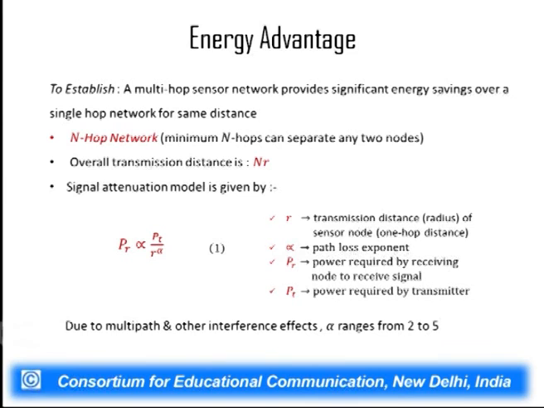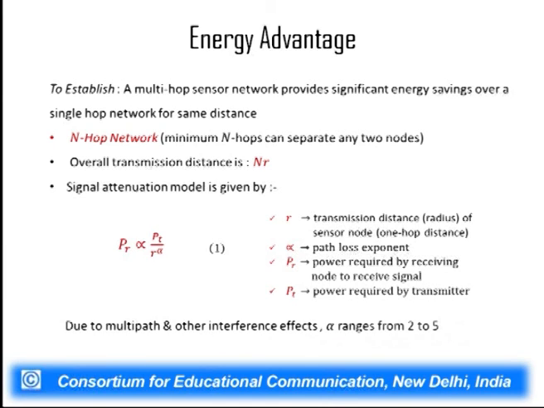Now the signal attenuation model can be framed as the equation shown, equation number 1, where the power required for transmitting a particular piece of information in the form of a packet is directly proportional to the communication radius raised to the power alpha.